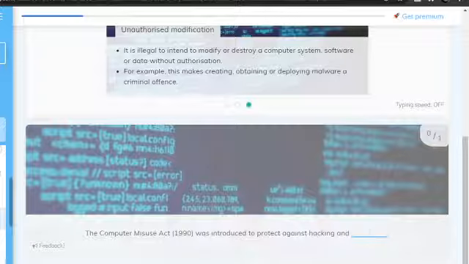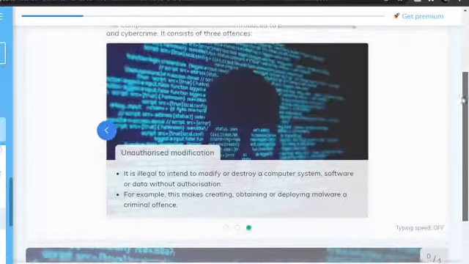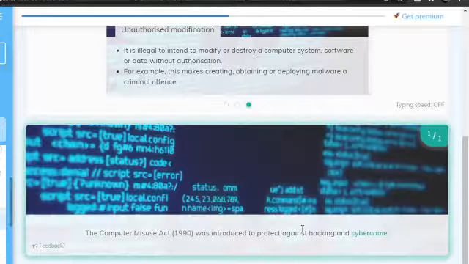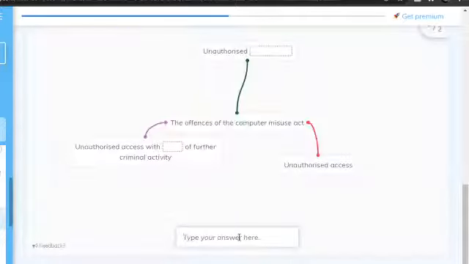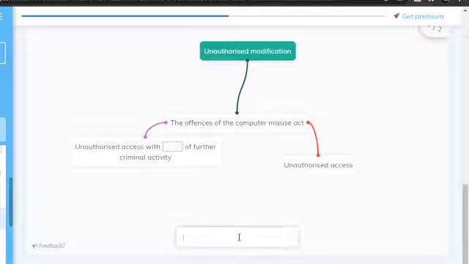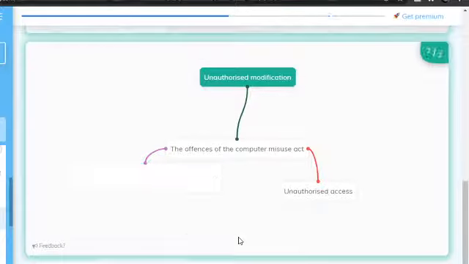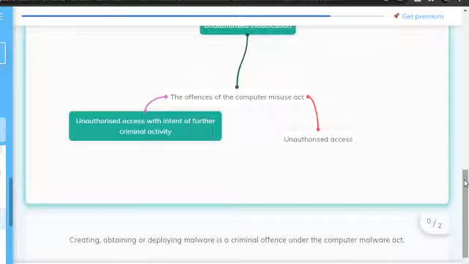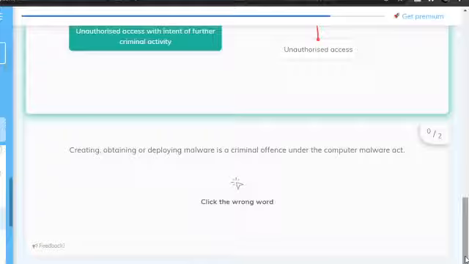The Computer Misuse Act was introduced to protect against hacking and against cybercrime. Cybercrime is stuff like stealing, going on the dark web and people stealing your stuff. So, unauthorized modification, and unauthorized access of something with intent. You can't get unauthorized access and you can't do it with further criminal intent. That makes no sense. What's the point in the last one?